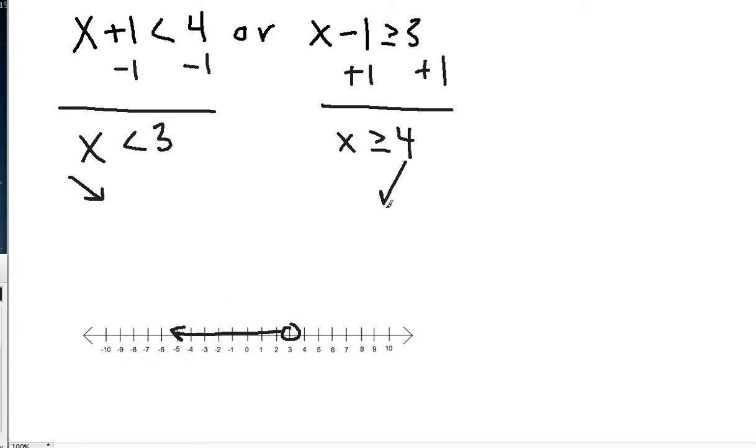I'm going to also do this second part. X is greater than or equal to 4. I go over to 4. Ooh, I should have made this a little bit smaller. So it's all of these things here.